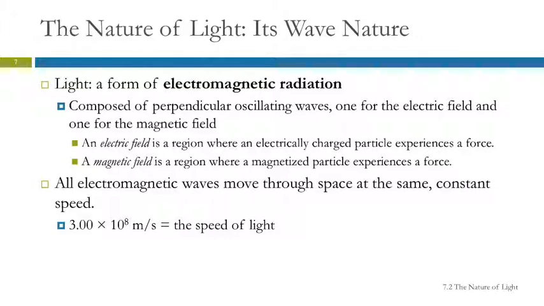Electromagnetic waves move through space at the same constant speed. Light is electromagnetic radiation. Electromagnetic radiation moves at the speed of light. It all moves at the same speed, and that speed is 3 times 10 to the 8th meters per second. It's pretty fast.